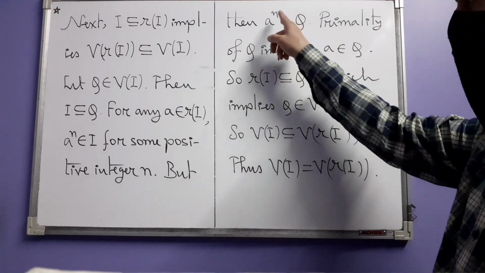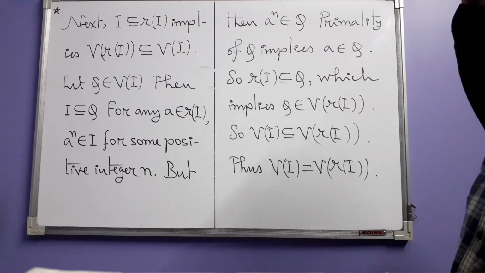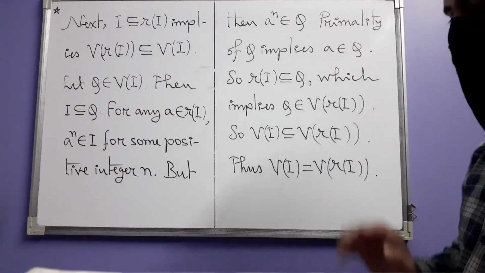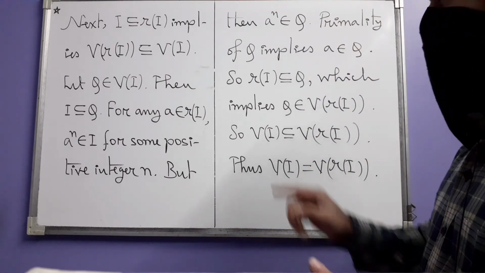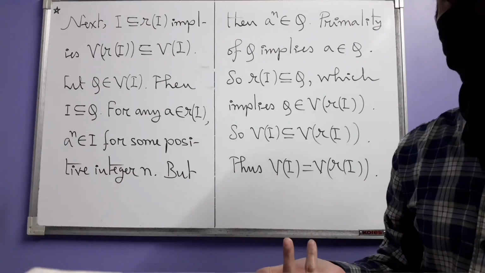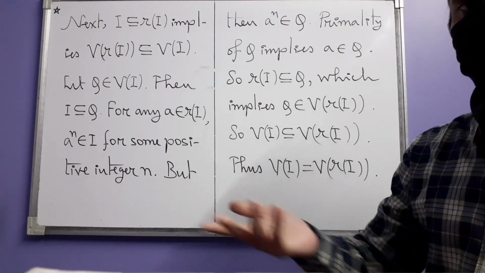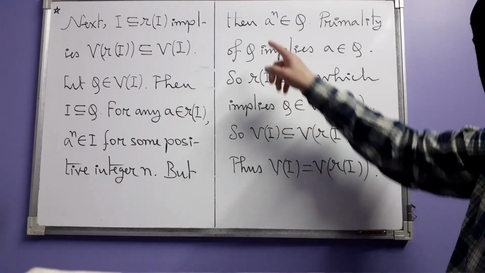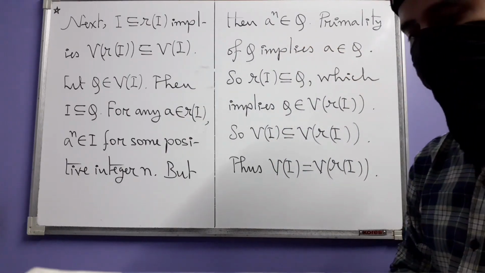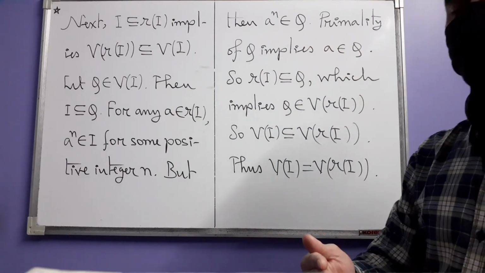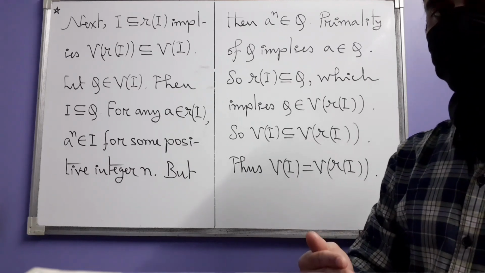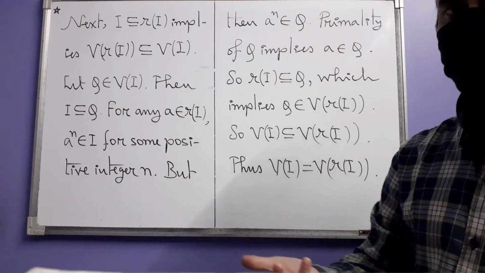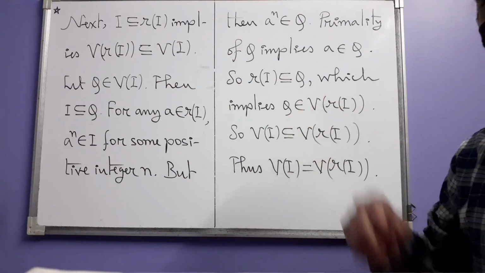Note one more thing, that n is a positive integer. If you don't immediately see how primality implies this, you argue like this. This n may not be 2; n may be more than 2. If n is 1, there is nothing else to do. You automatically have A in Q. If n is 2, then you have A squared in Q. But because Q is prime, either A is in Q or A is in Q. So that means you have A in Q.